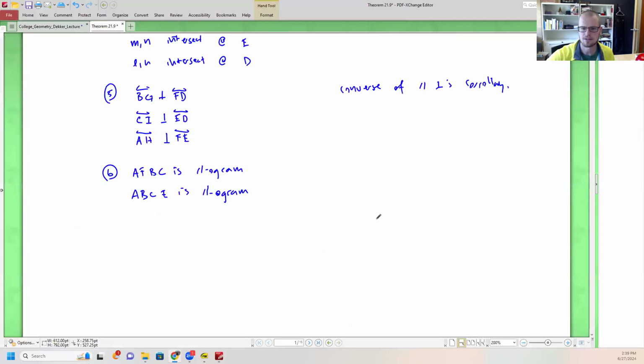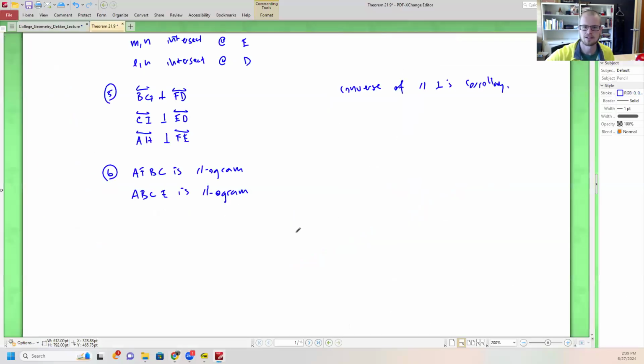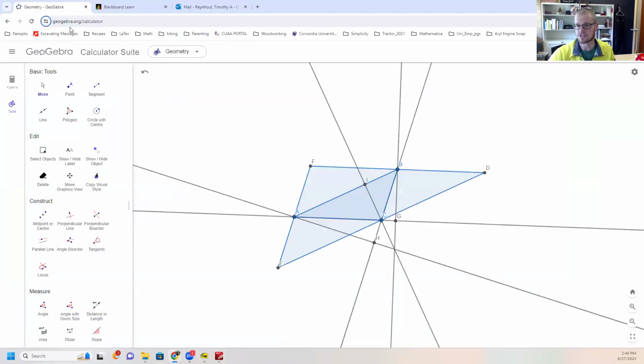AFBC. What I said there, ABC. Oh, ABCE. Yep. Okay. That makes sense. And then I need ABDC is a parallelogram. And these are all by the definition of a parallelogram. We get it because we constructed parallel sides, right? The line FD is parallel to AC, therefore FB is parallel to AC and so on, right?